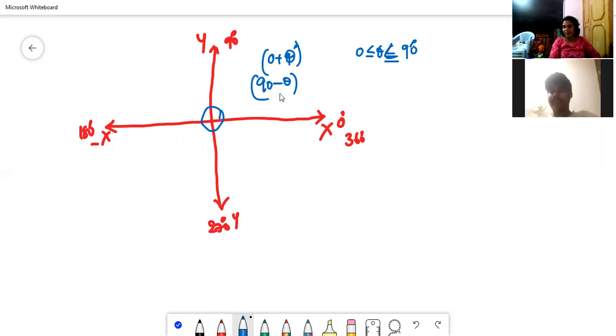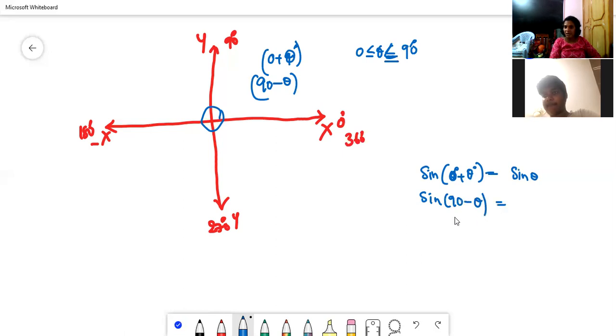In the first quadrant, sine of 0 degrees plus theta degrees is equal to the opposite side. The sine 0 means sine only, sine theta. Sine of 90 minus theta or sine of 90 plus theta, both are there.